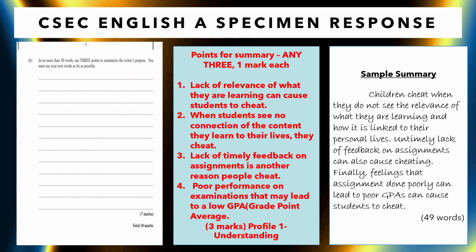Now, once students list all 3 points, any 3 of the 4 points here, they will get their 3 marks, okay? And then following that, they need to write their executive summary. And the given executive summary reads, children cheat when they do not see the relevance of what they are learning and how it is linked to their personal life. But relevance could have been substituted here for the importance or the significance. Okay, right? Untimely lack of feedback on assignments can also cause cheating.